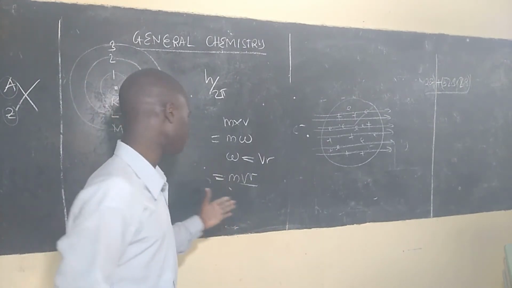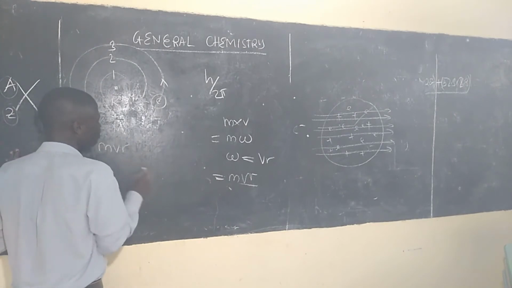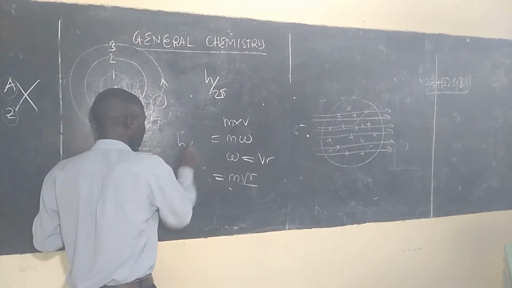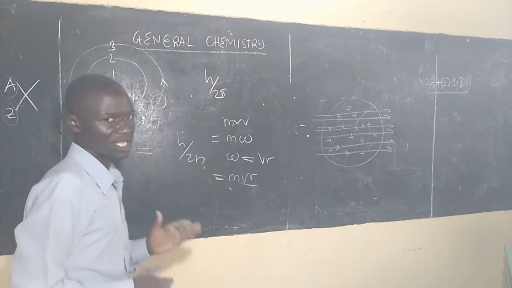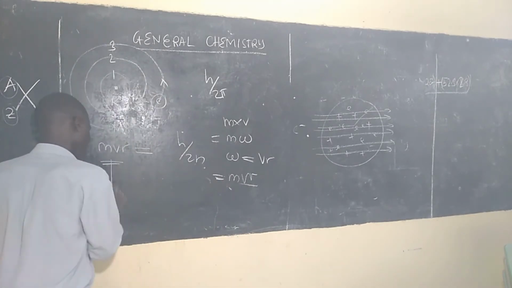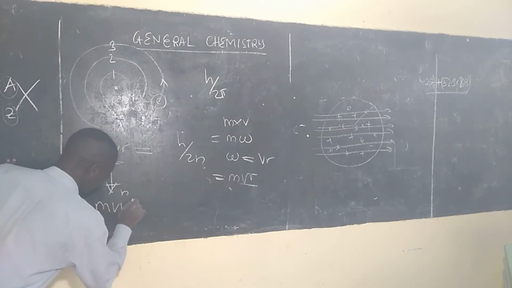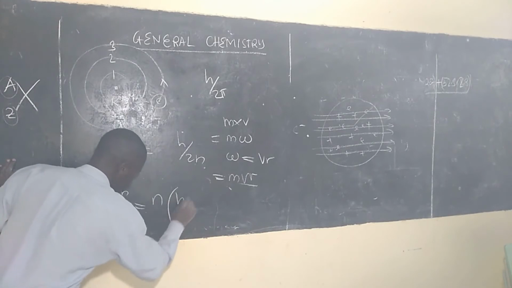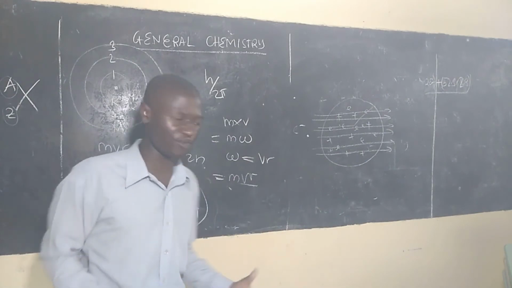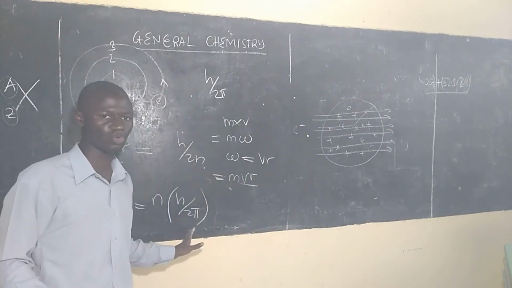And from the angular momentum, now we are saying angular momentum mvr is quantized, and it is an integral multiple of h divided by 2 pi. That means for a certain energy level n, the value of angular momentum mvr will be equal to n times h divided by 2 pi. So for a certain energy level with value n, angular momentum is an integral multiple of h divided by 2 pi.